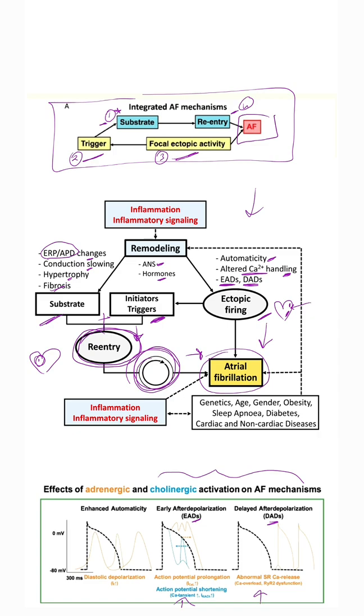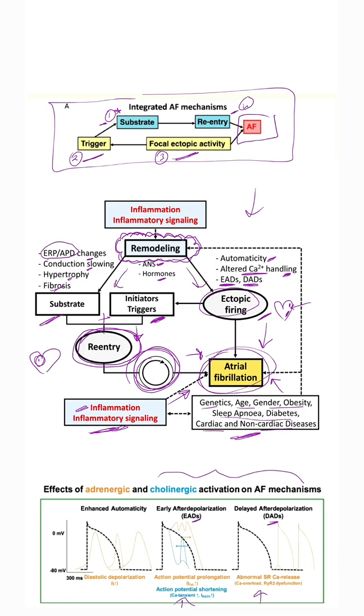So all these factors, along with other risk factors which may include genetics, age, gender, obesity, sleep apnea, diabetes, cardiac and non-cardiac diseases, contribute to the development of atrial fibrillation. Also, inflammation and inflammatory signaling have been attributed as leading to atrial fibrillation. And all these factors, in turn, directly or indirectly, cause cardiac muscle remodeling, which hastens this cycle even more.